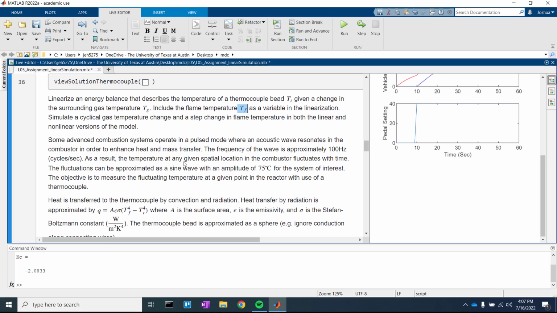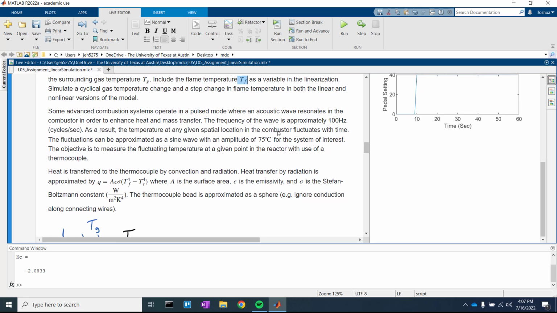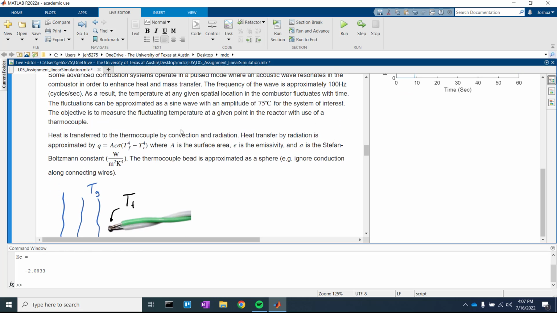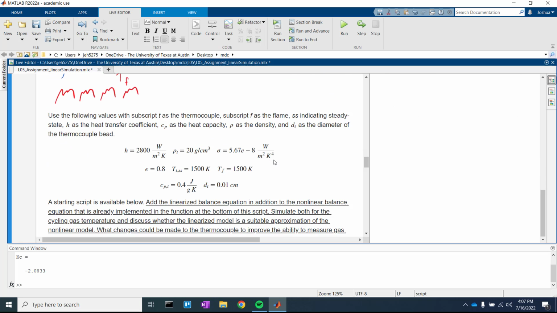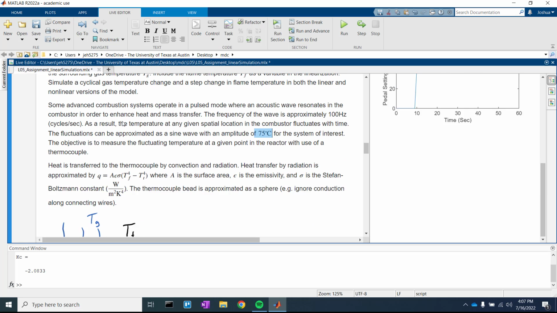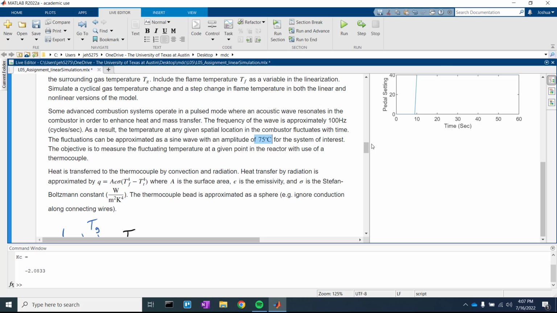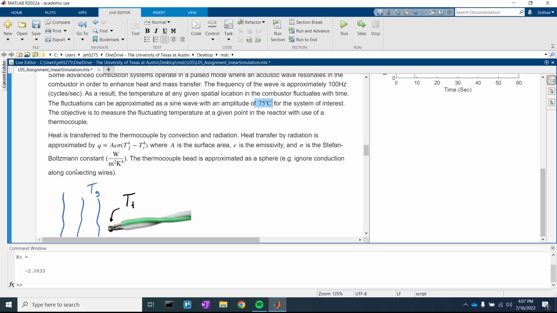Some advanced combustion systems have a pulse mode where it kind of resonates and there's kind of this frequency that happens. As a result, the temperature at any given spatial location fluctuates with time, so we're going to represent that with a sine wave. So basically the point here is we have this temperature of the flame, which is going up and down in a sine wave. We have the gas, and we have everything else going on.